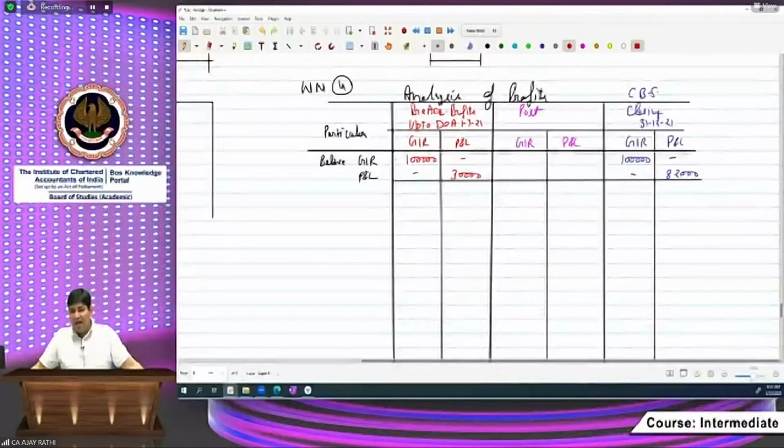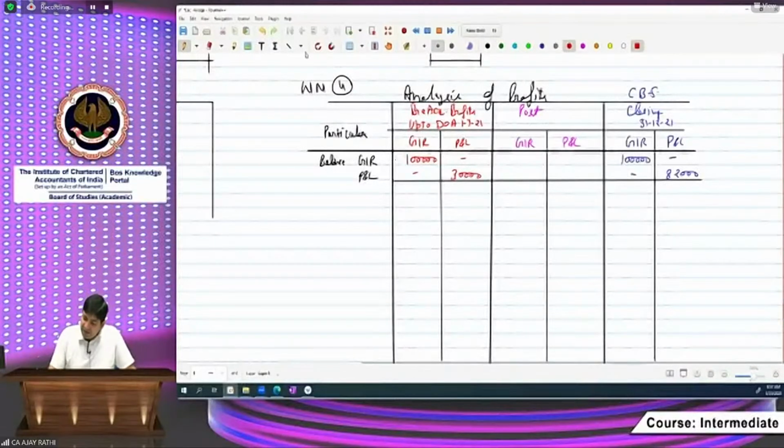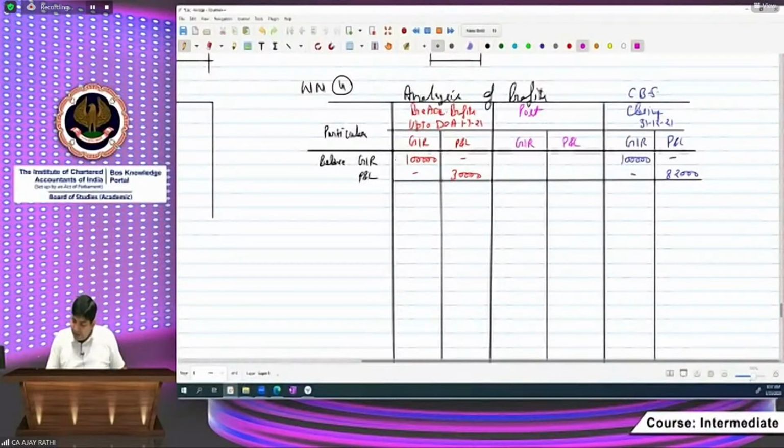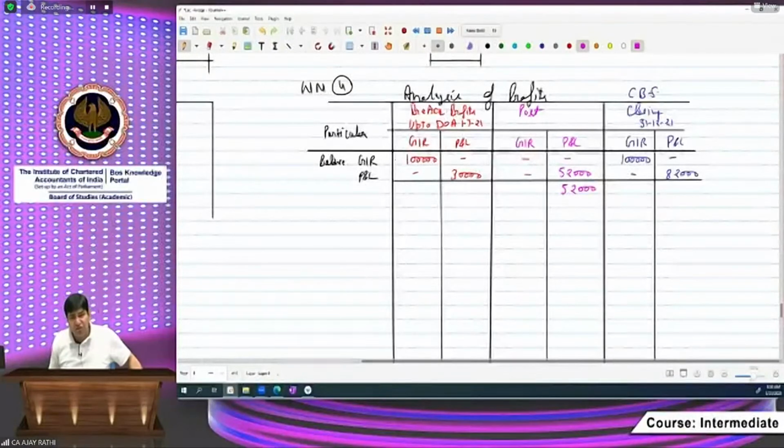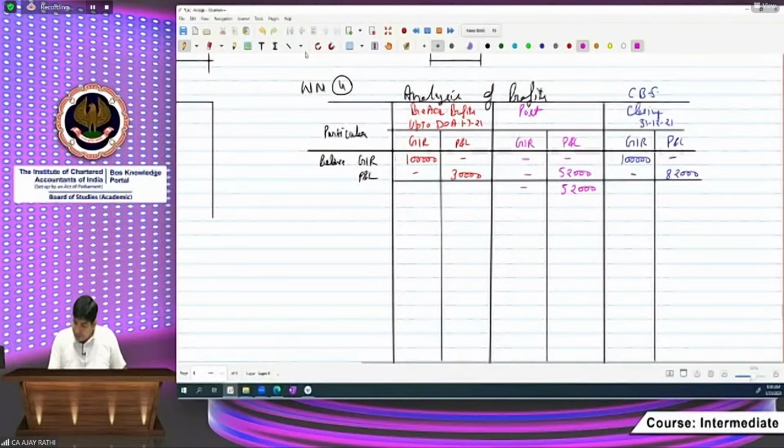Next one, come on. What is the post acquisition period general reserve? Beta, there is no post acquisition period general reserve. Profit and loss is there, that is 52,000. So during the post acquisition period we are having the difference of profit and loss, but not the general reserve. We are having pre acquisition general reserve, not post acquisition general reserve, and pre acquisition profit and loss also.